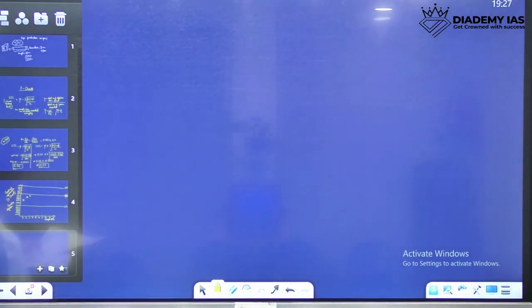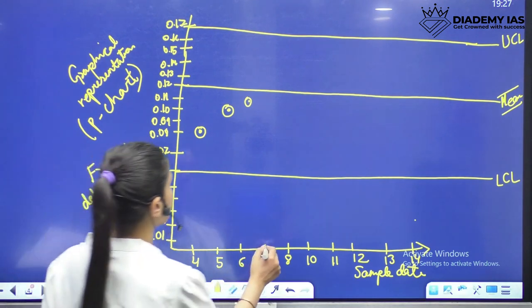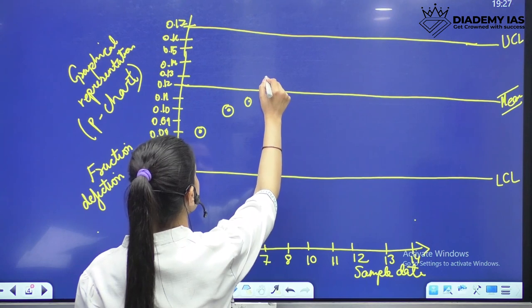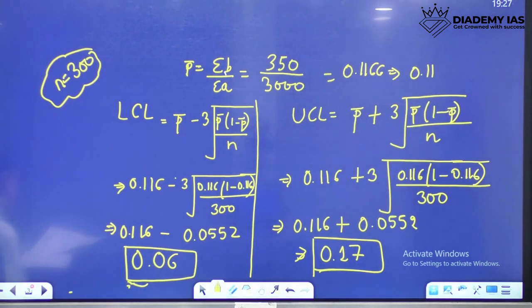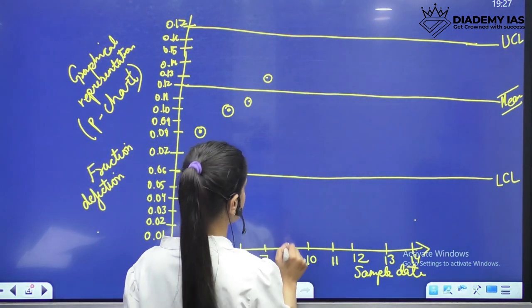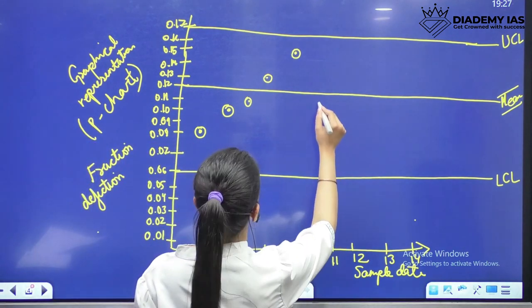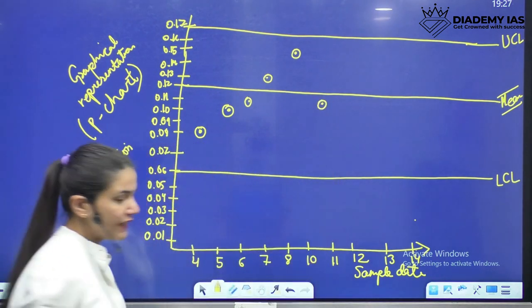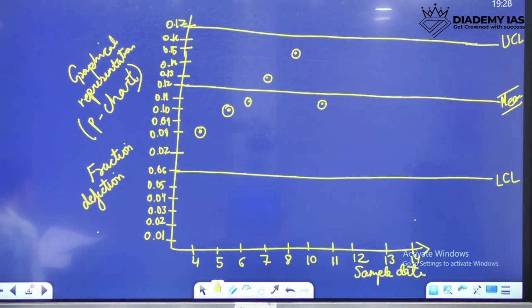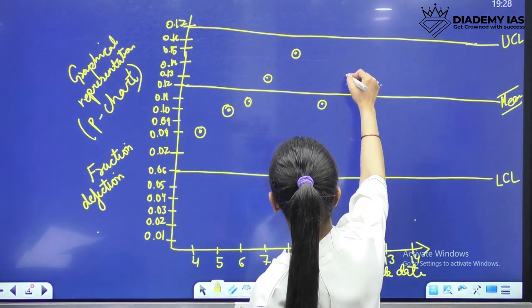Then for the seventh, we have 0.13. For 8th November, we have it at 0.15. Then for the 10th, we have it at 0.11. Then for 11th of November, we have it at 0.13. I'll just cross-check it also, right? 0.13, it comes out to be on the 11th, somewhere here.